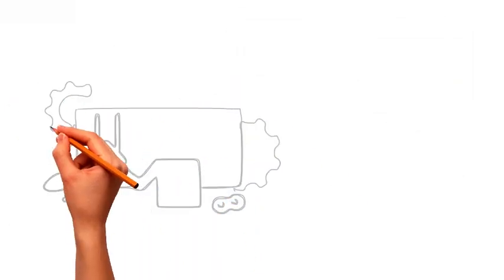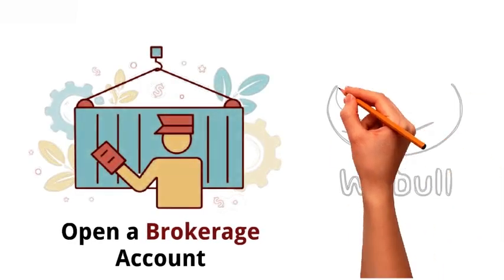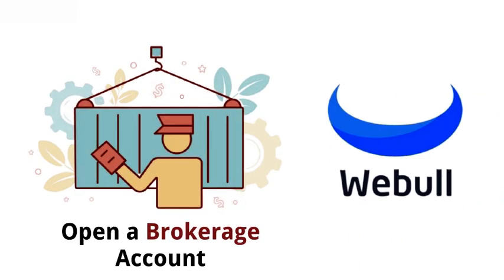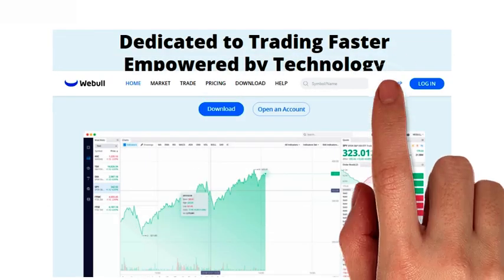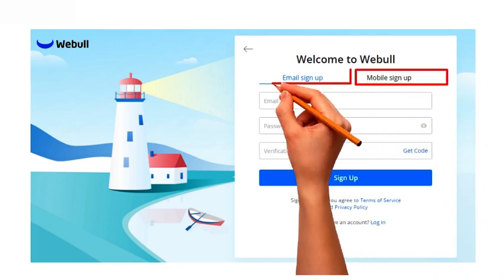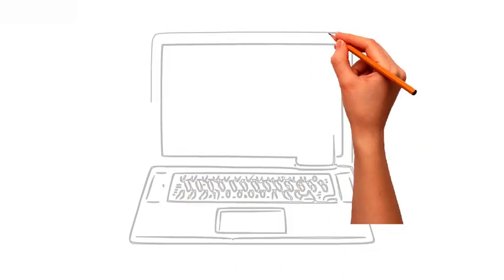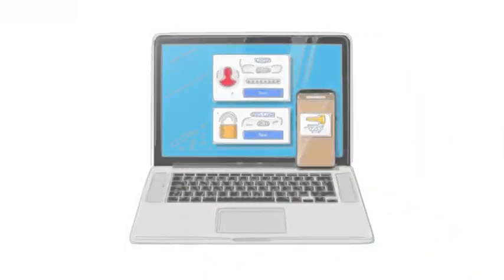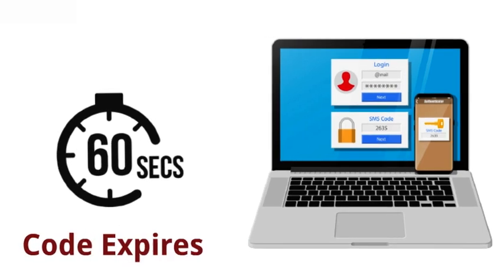Enough with the insights. Let me show you how you can open a brokerage account with Webull in just a few easy steps. The first is to open the Webull sign up page from the link given below. Then you click the sign up button. Here you can register yourself by either your mobile number or email address. You will be sent a verification code to your provided email account or mobile number. After 60 seconds, the code expires, so you must hurry.